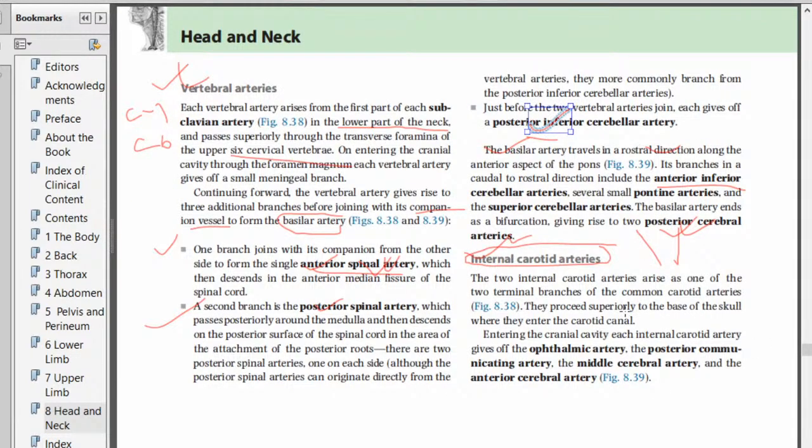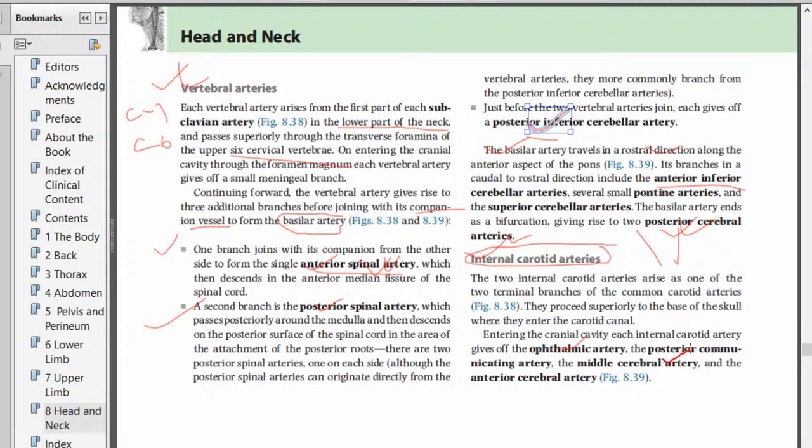The internal carotid artery passes through the carotid canal, which is in the petrous part of the temporal bone. It proceeds superiorly to the base of the skull, where it enters the carotid canal. Into the cavity, the carotid artery gives off the ophthalmic artery.